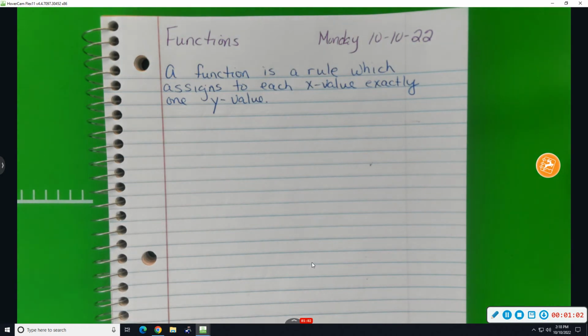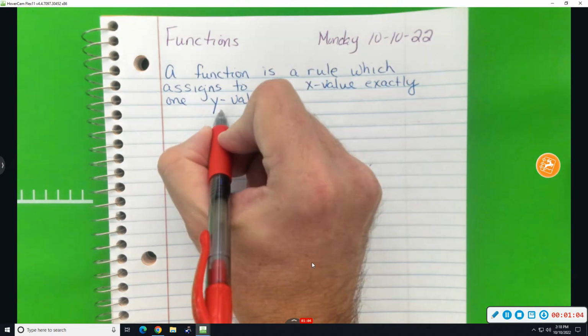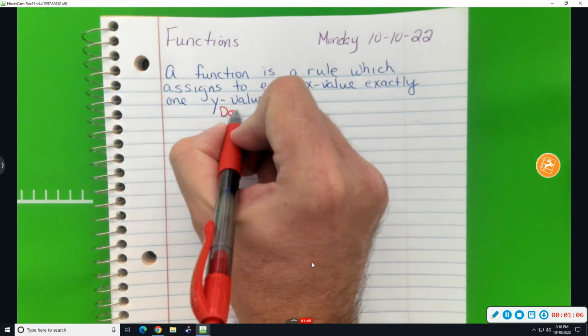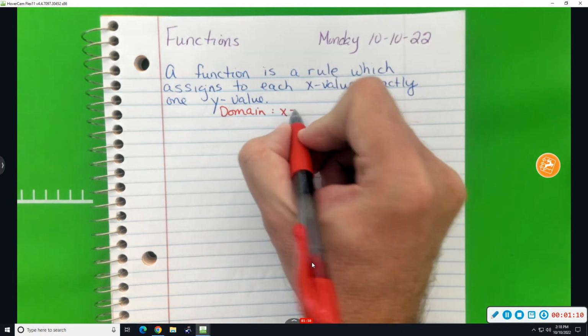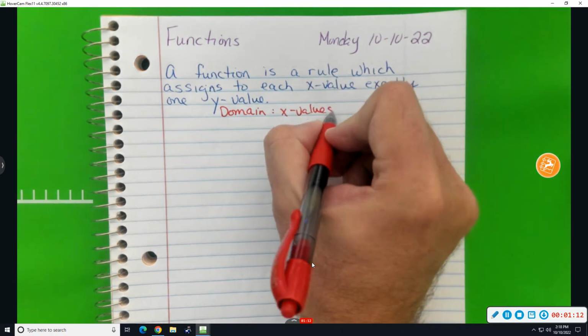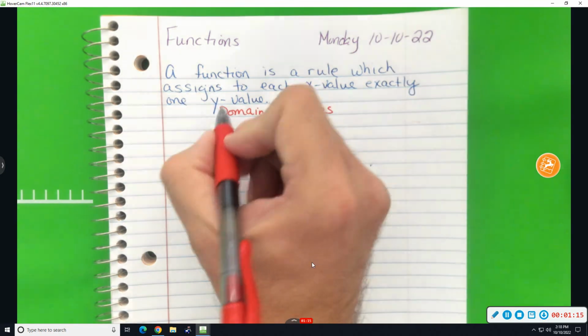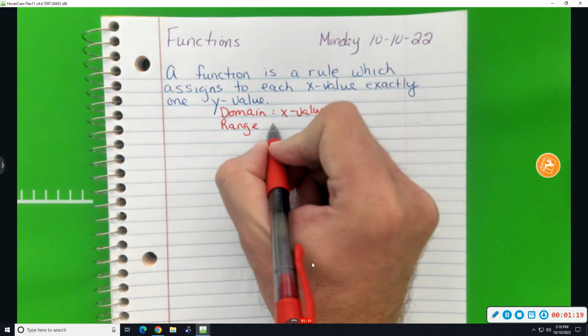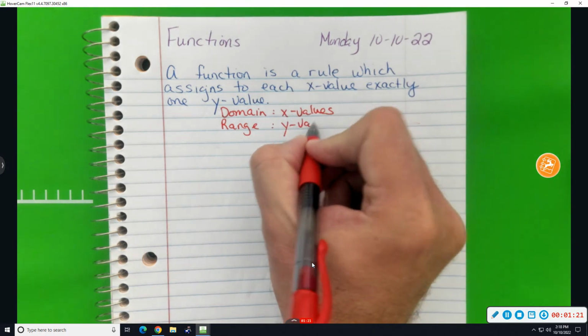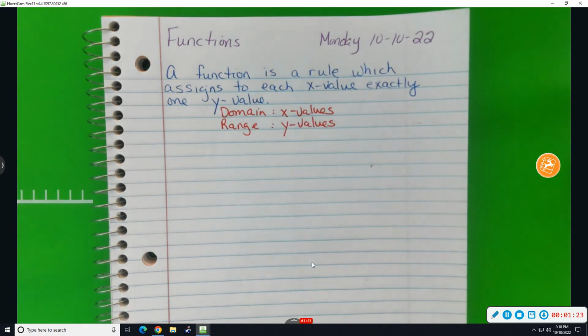x value. We have a special name for the x values. We'll call those domain. Those are the x values. And we'll call the y values range. We're assigning to each x value only one y value.